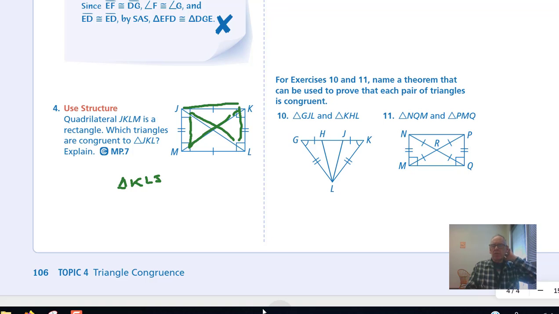But there needs to be more information. These sides are marked as congruent. That's good. But I don't see that we can do any more with that. If you come up with something different, let me know.